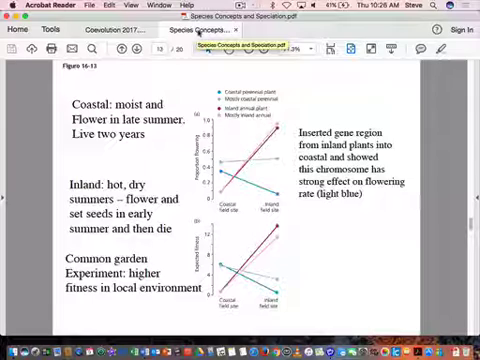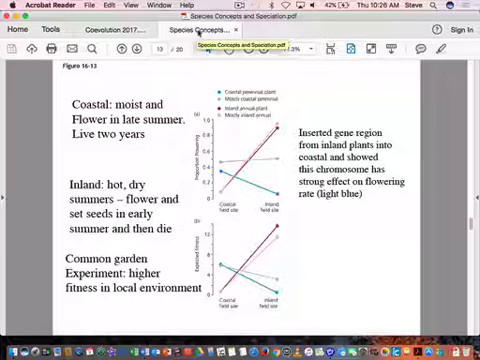So what do you expect to happen in the inland field site? Just the opposite, right? So here's the inland, the real dry, hot, dry summers. Who does best there? Look at that. It's really different there. Almost 90% of the inland plants flowered. How did those bushy, flowery ones, the ones with a lot of leaves, how did they do?